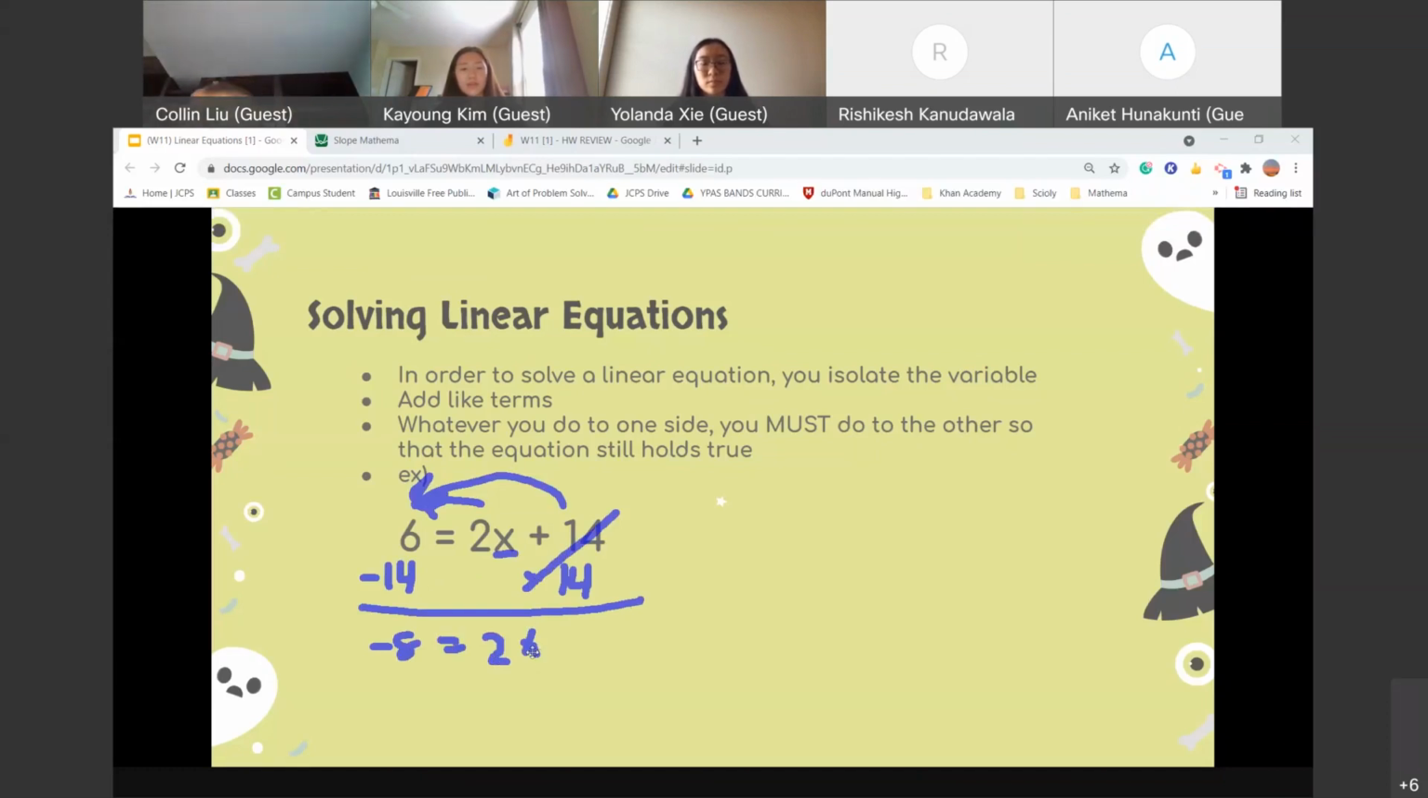But my x still isn't alone. There's this annoying 2 in front of it. So in order to move the 2 to this side, I'm going to divide both sides by 2. So these 2's cancel out, yay! And negative 8 over 2 is the same thing as negative 4. And finally, my x is by itself, so I know that x equals negative 4.